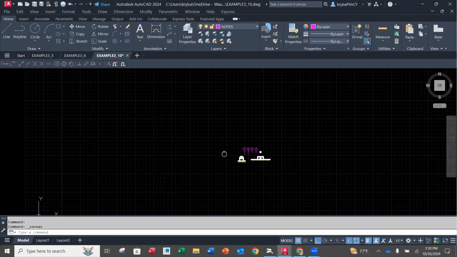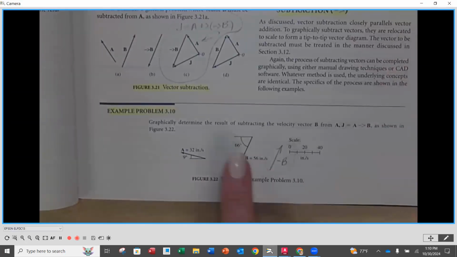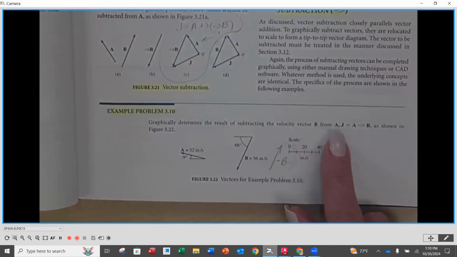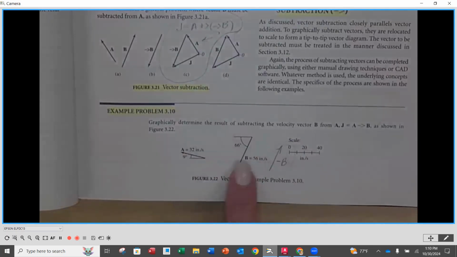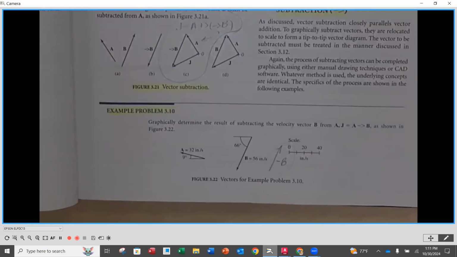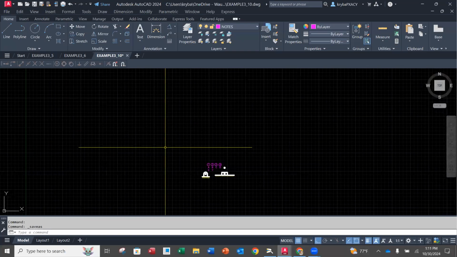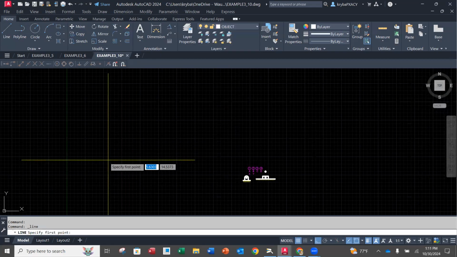All right. And now what we are going to do is simply go back to the book. And you're going to notice here that we want to graphically determine the resultant of subtracting the velocity vector B from A. So this is going to be an A minus B, and the equation is going to be J is equal to A minus B, as we see here. So they're giving us the positive directions of A and B. So go ahead and draw the positive versions of A and B in AutoCAD, and then we will go from there. So just draw the positive directions as we see them there of A and B.